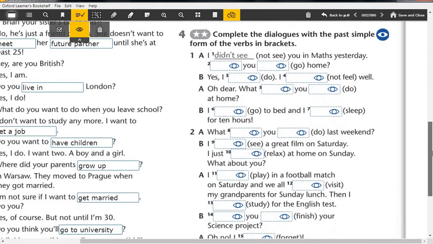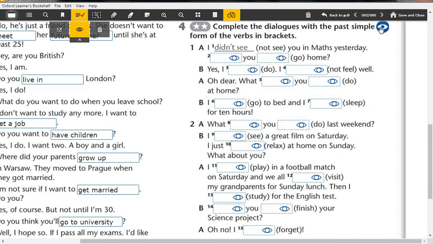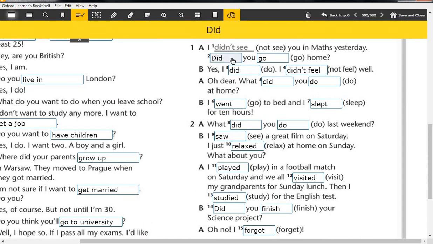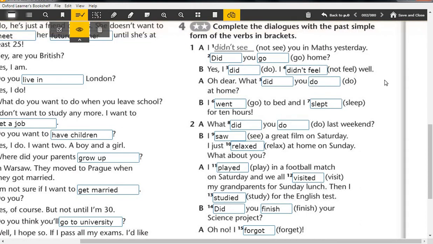Okay, now part 4. Complete the dialogue with the past simple form of the verbs in brackets. 1. I didn't see you in maths yesterday. Did you go home? Yes, I did. I didn't feel well. Oh, what did you do at home? I went to bed and slept for 10 hours.